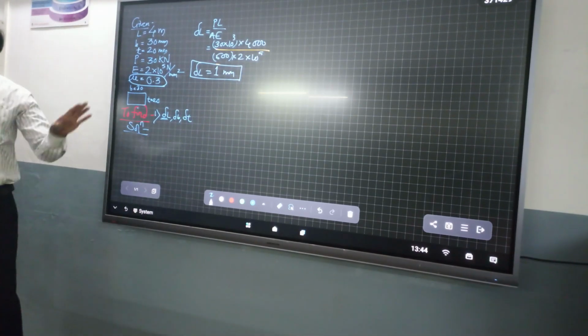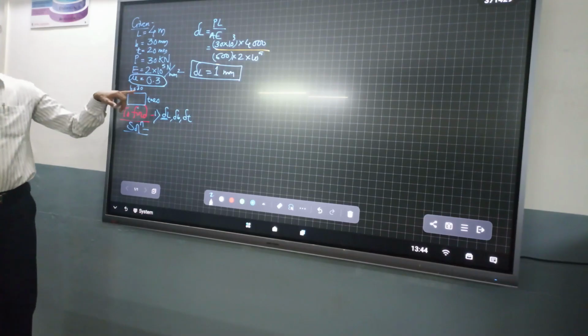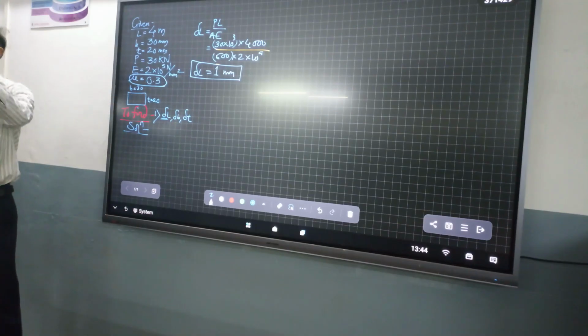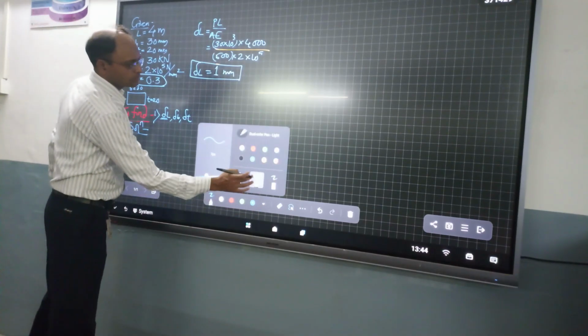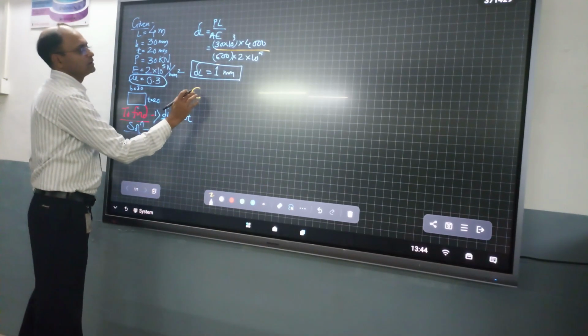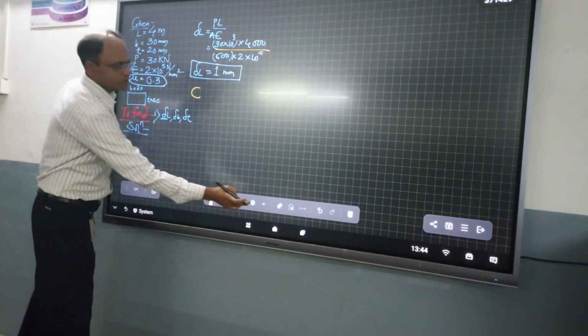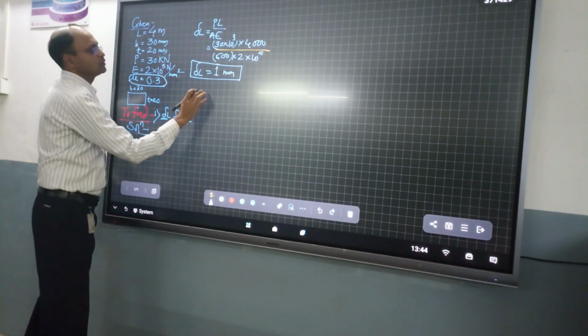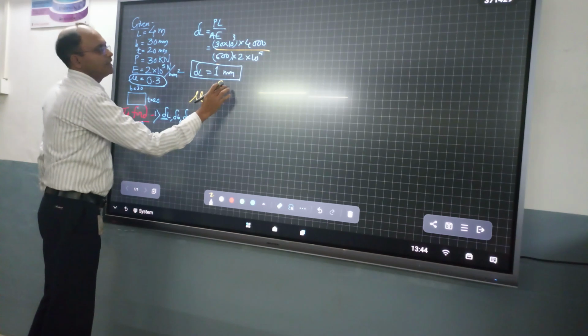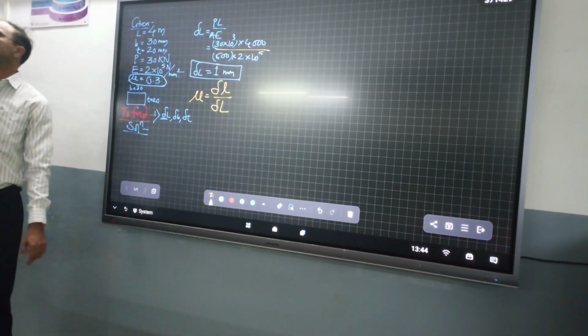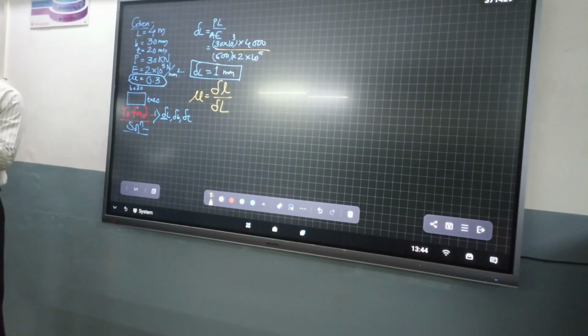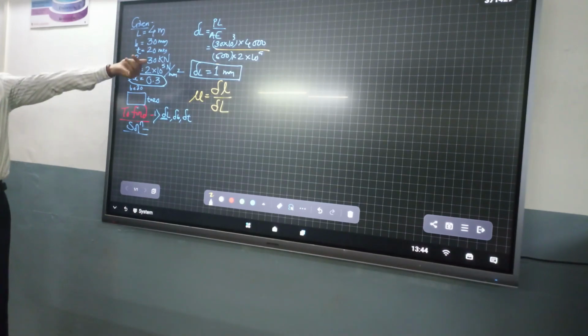Okay, delta L obtained. Now to get the other two, we have to use the concept of Poisson's ratio. What is Poisson's ratio? We have already seen Poisson's ratio. What is the notation for Poisson's ratio? Mu is equal to lateral strain upon linear strain, or longitudinal strain. What is the definition? Lateral strain upon linear strain. Now what is lateral strain?